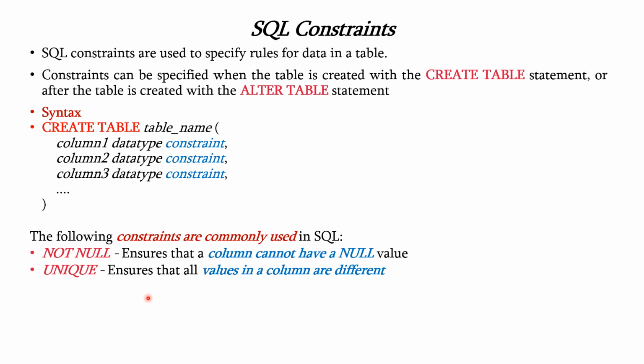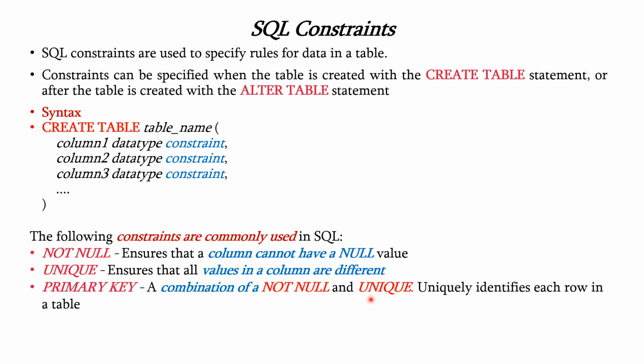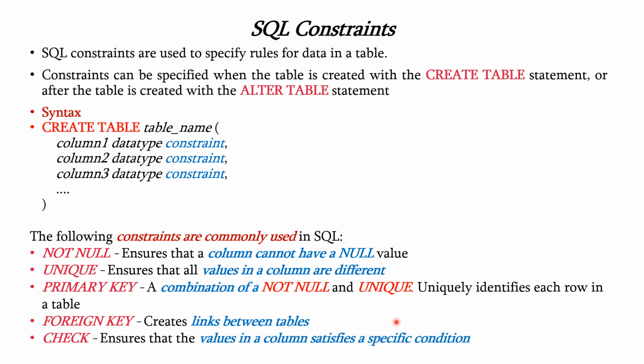Unique constraint ensures that all the values in a column are different. That is, there should not be any duplicate values. Primary key is the combination of not null and unique constraint. It uniquely identifies each row in the table. Foreign key creates the links between the tables. And check constraint ensures that the values in the column satisfy a particular condition. Let us discuss each constraint with an example.